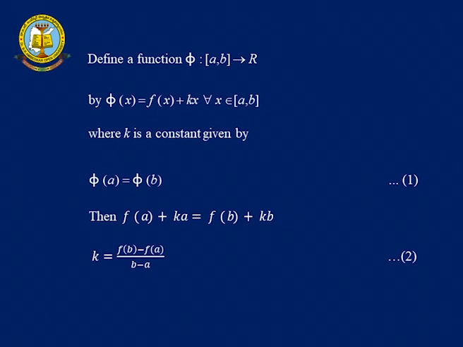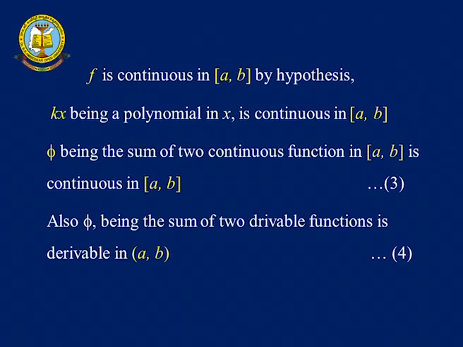So, the important thing is we define one function phi of x equal to f of x plus kx for all x belongs to a comma b, where k is a constant. How we get the k value is from phi of a equal to phi of b. From there we get k as f of b minus f of a by b minus a. Now, f is continuous and kx is a polynomial, so it is also continuous. Therefore, f plus kx is also continuous, and f plus kx is nothing but phi of x. So, phi is continuous.